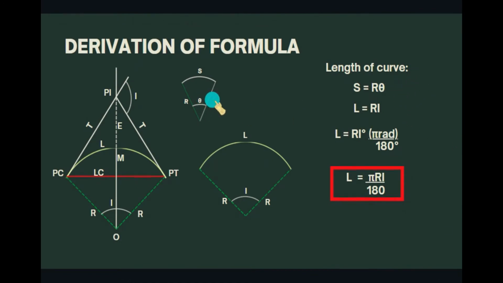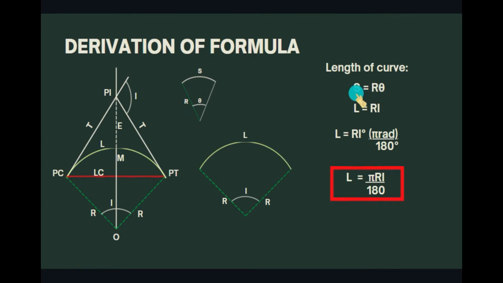So next we can compute the L, or the length of the curve. Knowing basic geometry, we know that the length of the circle's arc is S equals R theta. The example shown is from a sector of a circle in which the arc is labeled S with radius R and angle theta.